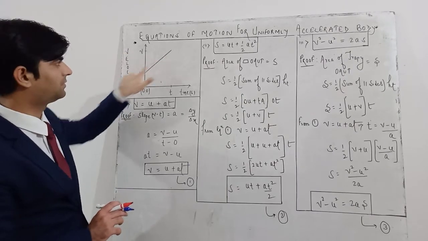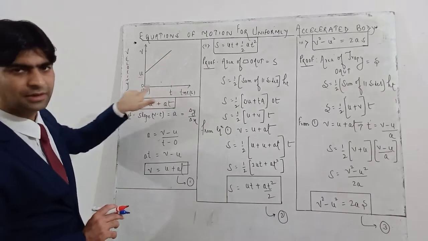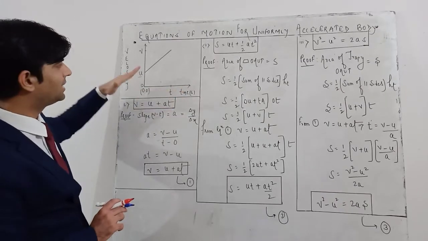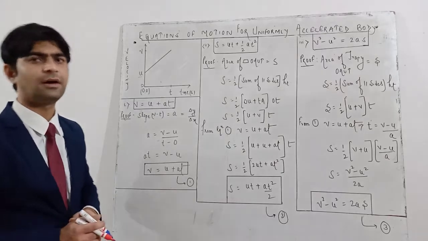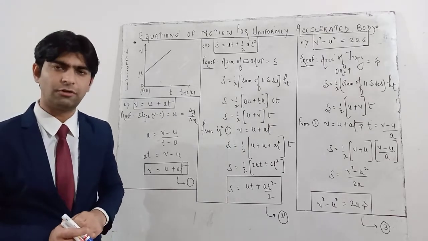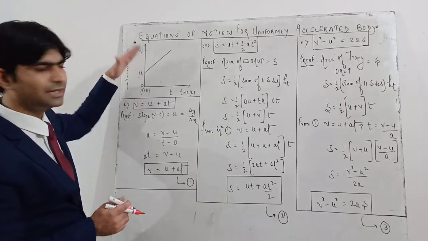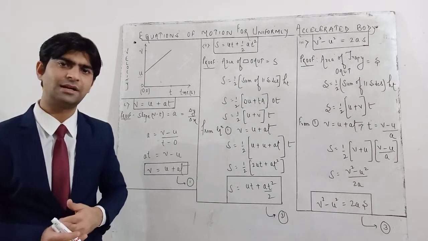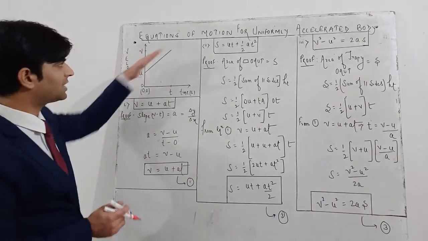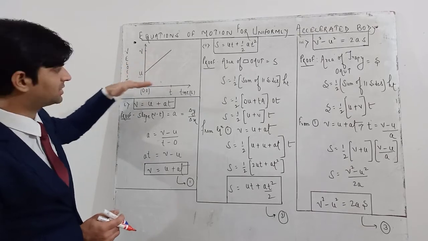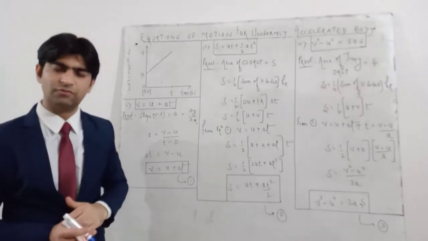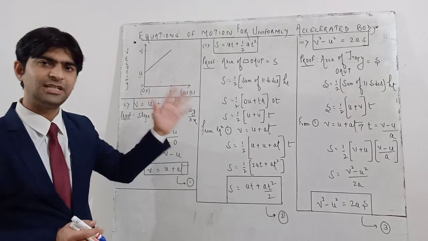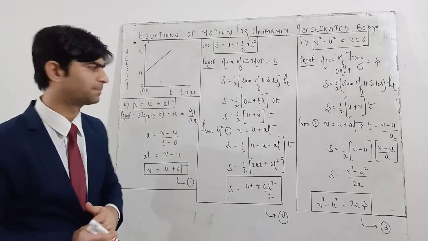This is the graph. This is the time axis. On the x-axis we have taken time. And you can see here that this is a straight line. A straight line in a VT graph indicates uniform acceleration. In the previous lecture we had a discussion on this. A straight line inclined at some angle with respect to the time axis indicates uniform acceleration, that is, the body is moving with uniform acceleration.